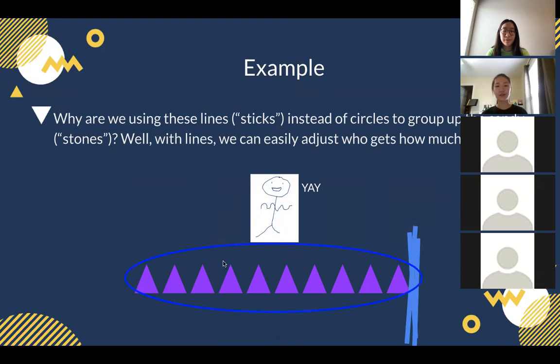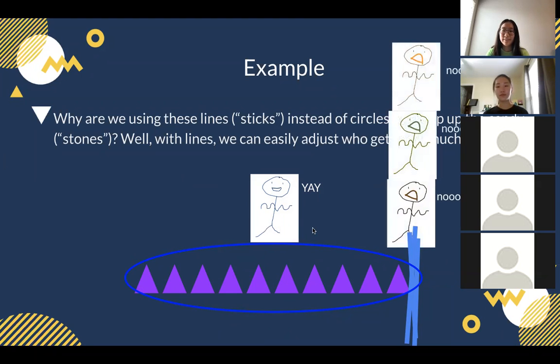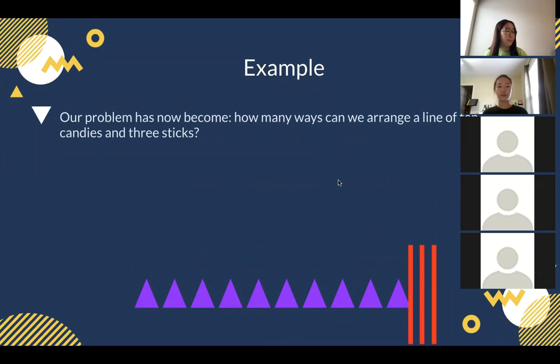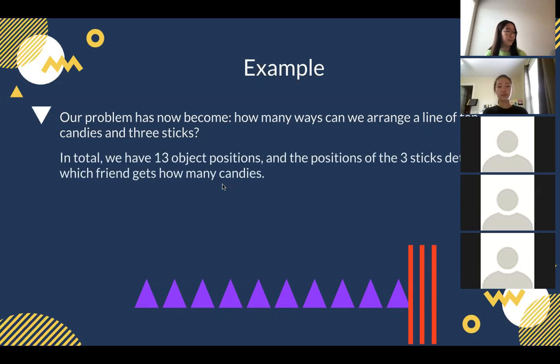But you can also do something like this, where this one guy gets 10 pieces of candy and everyone else is sad, where you have the 3 sticks on the end and then the 10 candy in front. So now what have we done? We have changed the problem into how many ways can we arrange a line of 10 candies and 3 sticks. In total, we're going to have 13 object positions, and the position of the 3 sticks determines which friend gets how many candies.